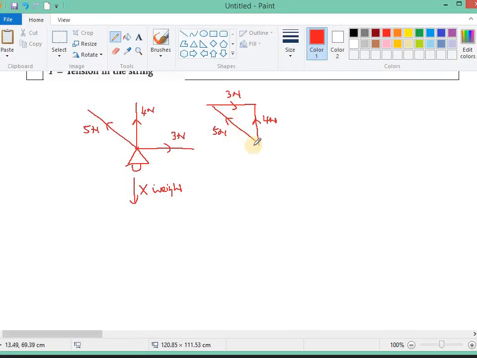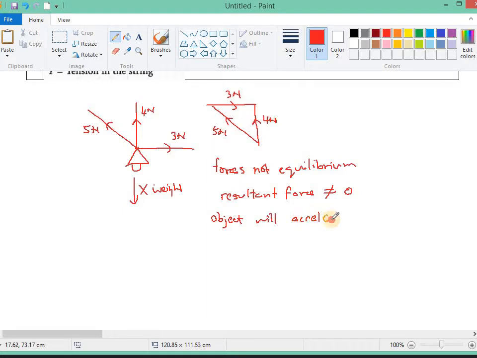If the forces are not in equilibrium, that means the resultant force is not equal to 0. If the resultant force is not equal to 0, what will happen to the object? The object will accelerate. The object will experience acceleration. Get the idea? Because F equals ma. If a resultant force is acting on this mass, then this mass will have acceleration. If the resultant force is 0, then the acceleration will be 0.